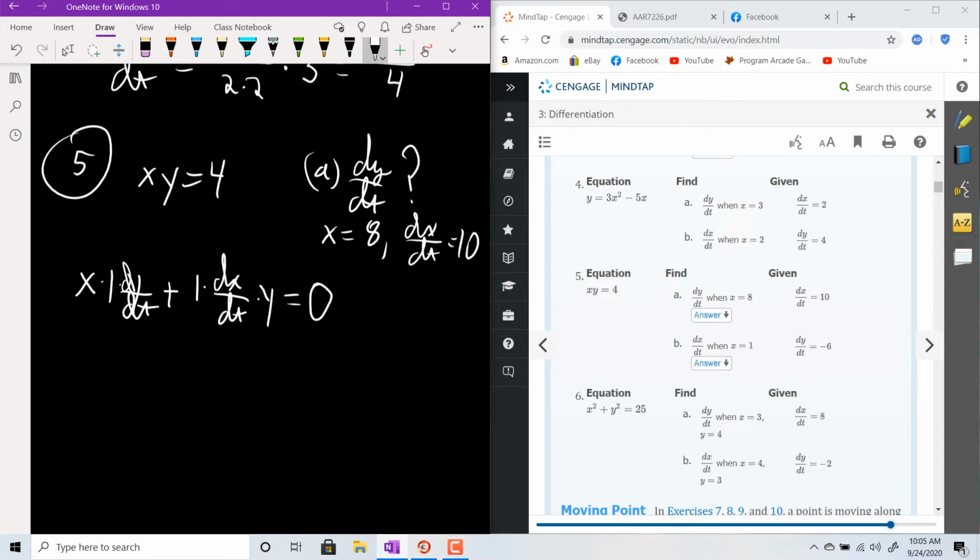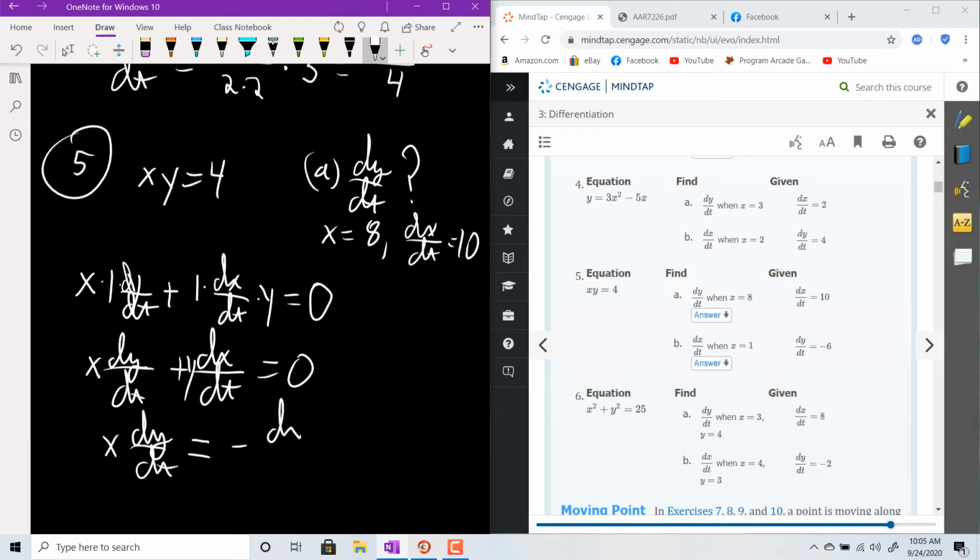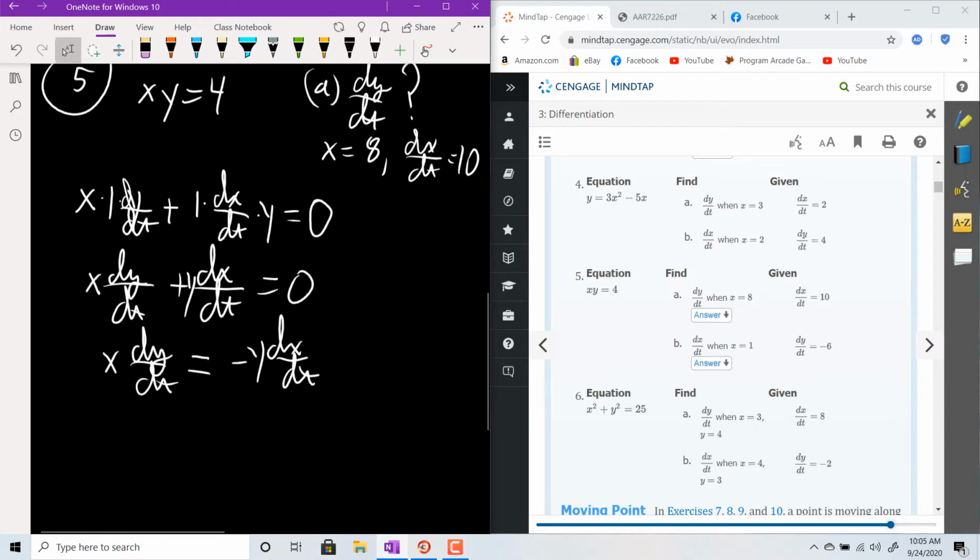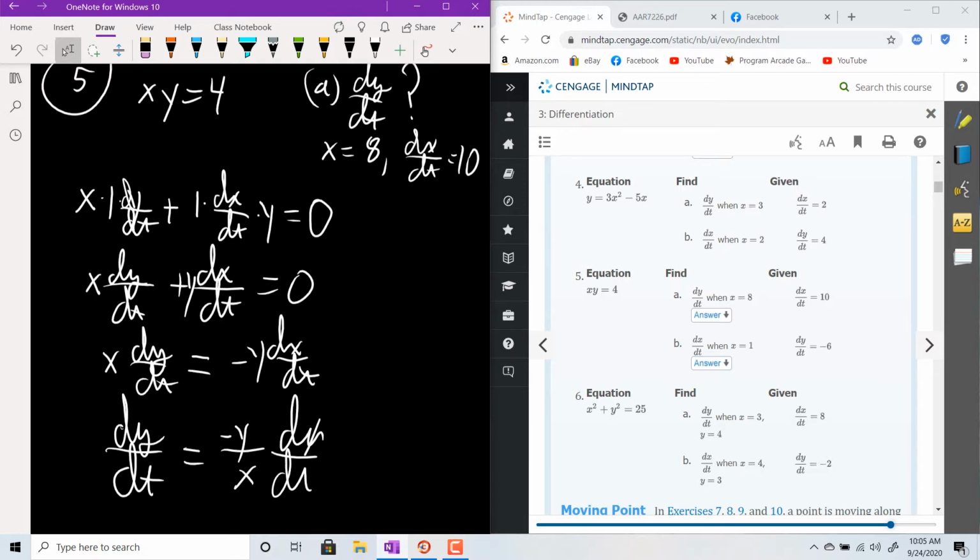Okay, so we'll have x times dy over dt. We want to solve for dy over dt. And we have dx over dt times y, put the y in front, equals 0. So I'm going to solve for dy over dt. First subtract the y times dx over dt. Oh, I forgot my y. There it is. Then divide both sides by x, and we get a formula for dy over dt: negative y all over x times dx over dt.